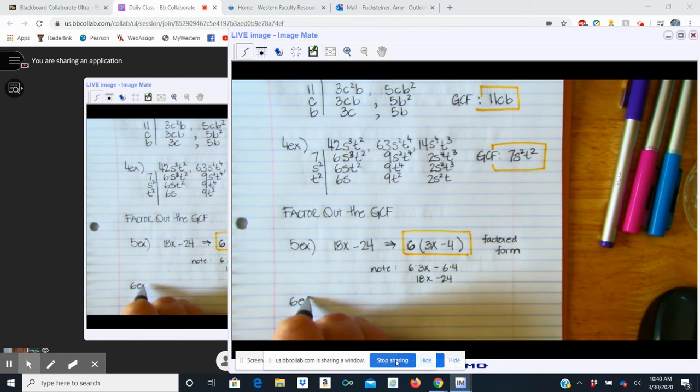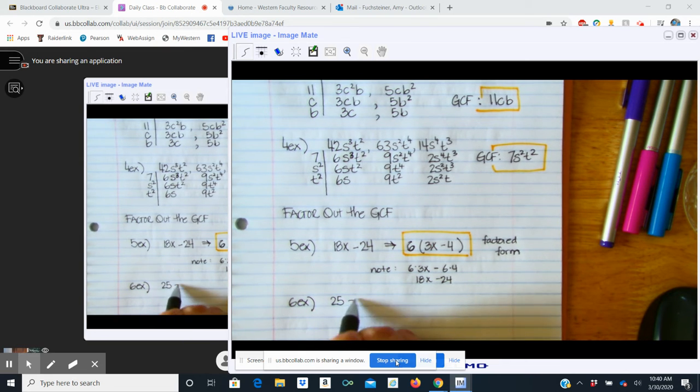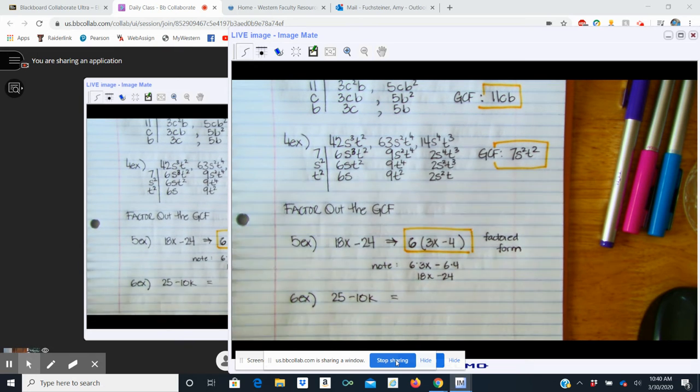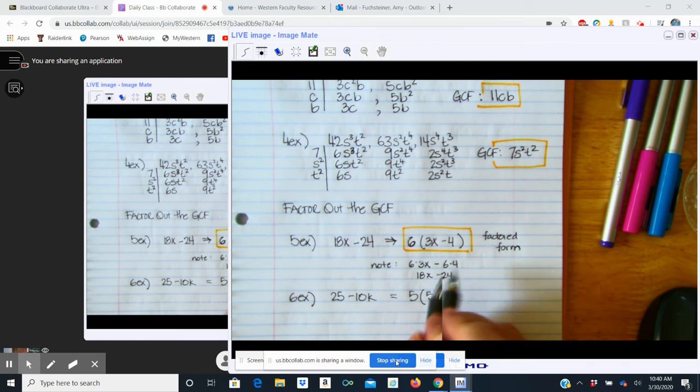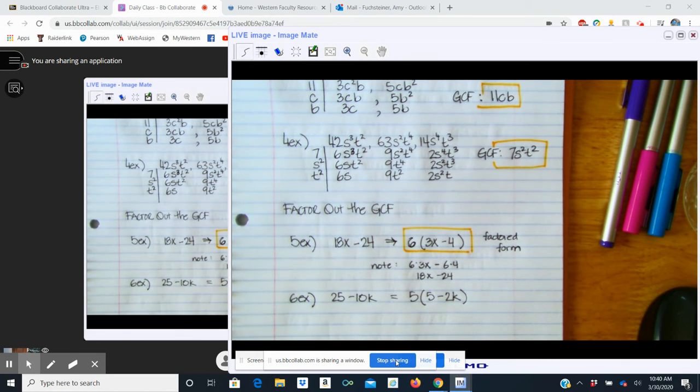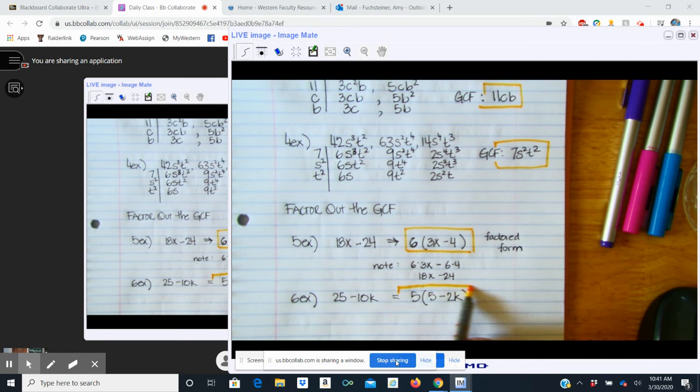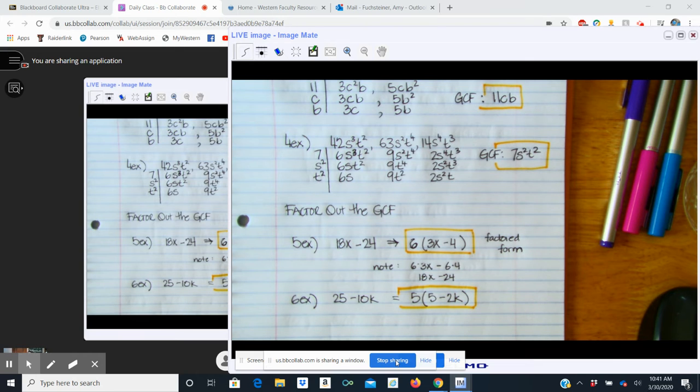All right, let's try another one. Let's factor 25 minus 10k. So with a 25 and a minus 10k, what could you take out? So if I pull a 5 out, 5 out of 25 leaves us with 5. And if I take a 5 out of a negative 10k, I'm left with a negative 2k. And that's it. I have factored out the GCF.